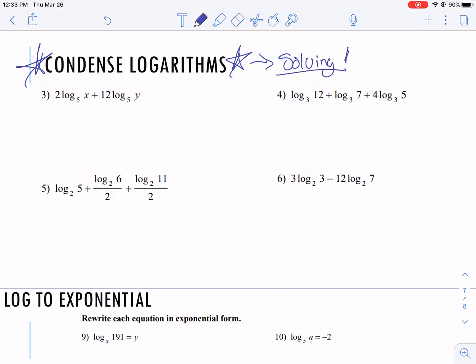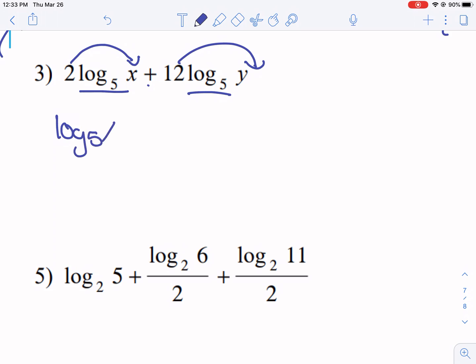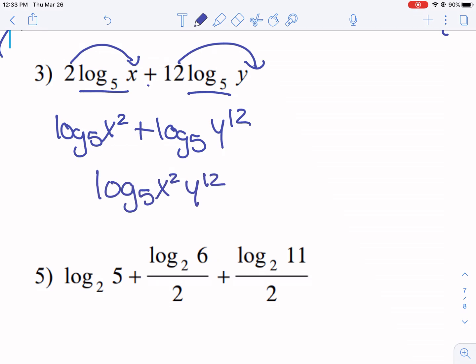Like, this is why we know these log properties, in order to solve functions. So if I look at this here, since they have the same base, that means we can combine them. They are adding, so that means they are going to be multiplying. Before I do that though, I'm going to bring these powers back. So it's log base 5 x squared, log base 5 y to the 12th. So then your final answer is x squared times y to the 12th.